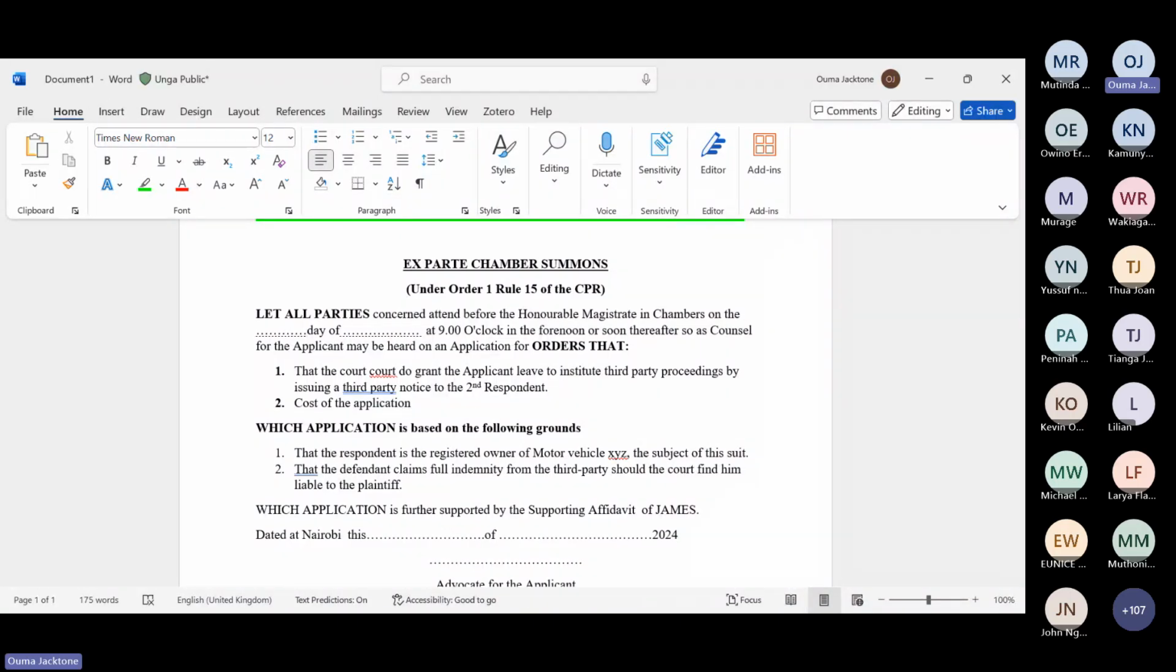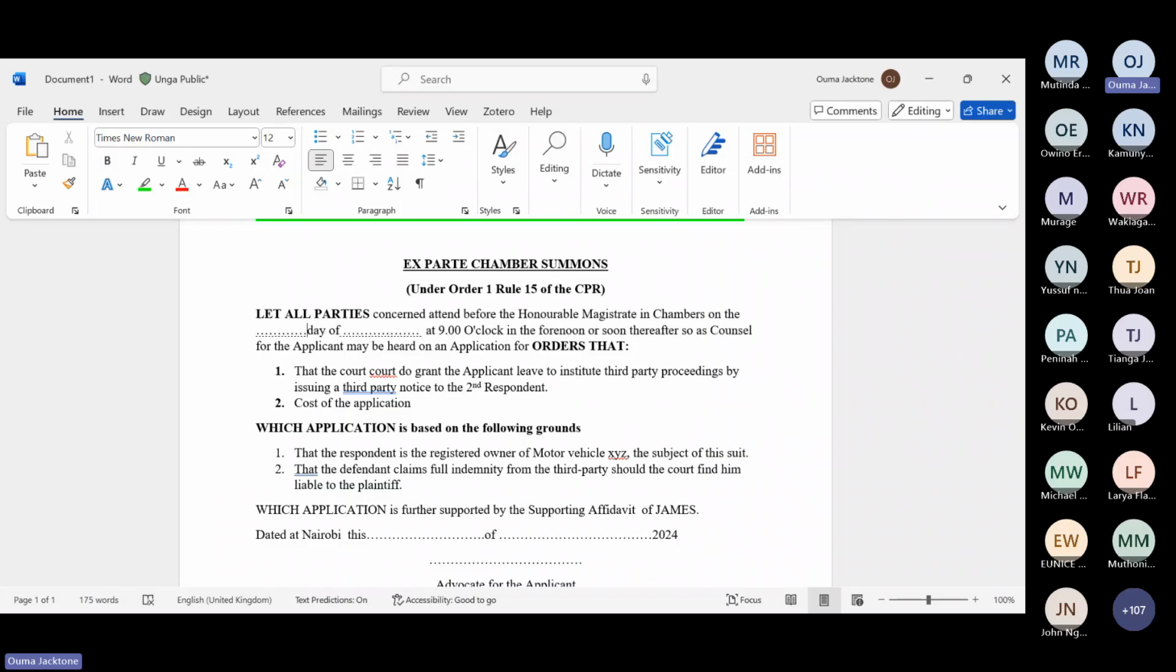So just leave the date blank because you will not know when the judge might. In practice, you don't know when the judge will give you the time or the date. So you leave it to the registry so that the registry can decide which date.